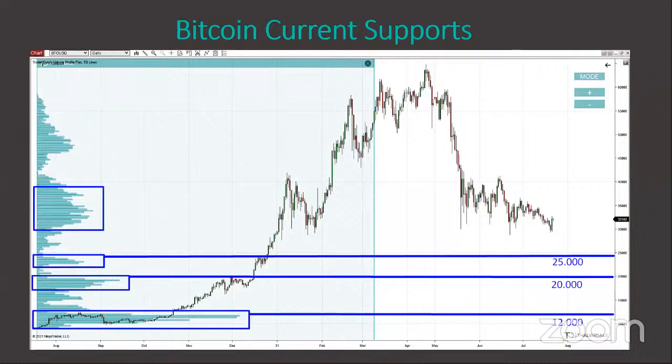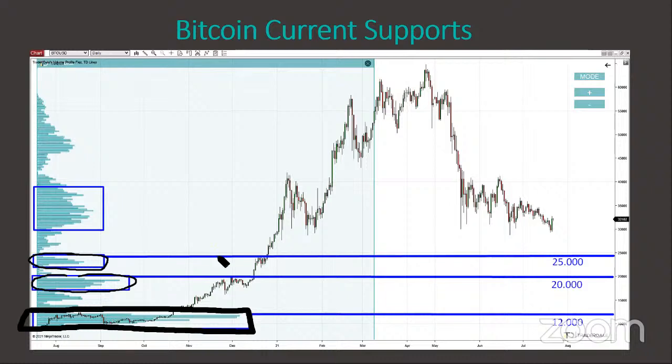And what I wanted to show you is more supports on Bitcoin. I'm not saying that Bitcoin will continue and drop downwards. I'm not saying that. I'm just saying that if it does, then there will be nice trading opportunities. And those trading opportunities will be those supports marked by those heavy volume areas. Those three, and most importantly, this one.